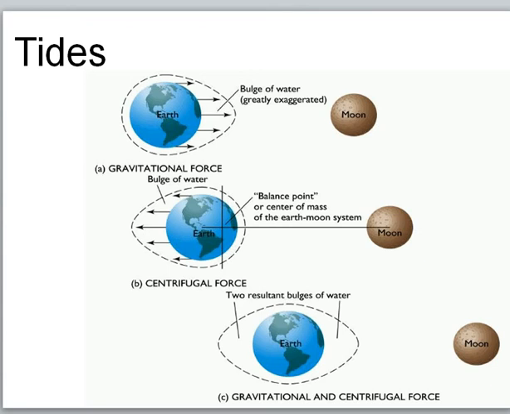They don't happen exactly at 12 hours. They're about 24 hours and 50 minutes is the entire cycle. And that's why high tide and low tides change. And that's why tide charts are easy to predict.